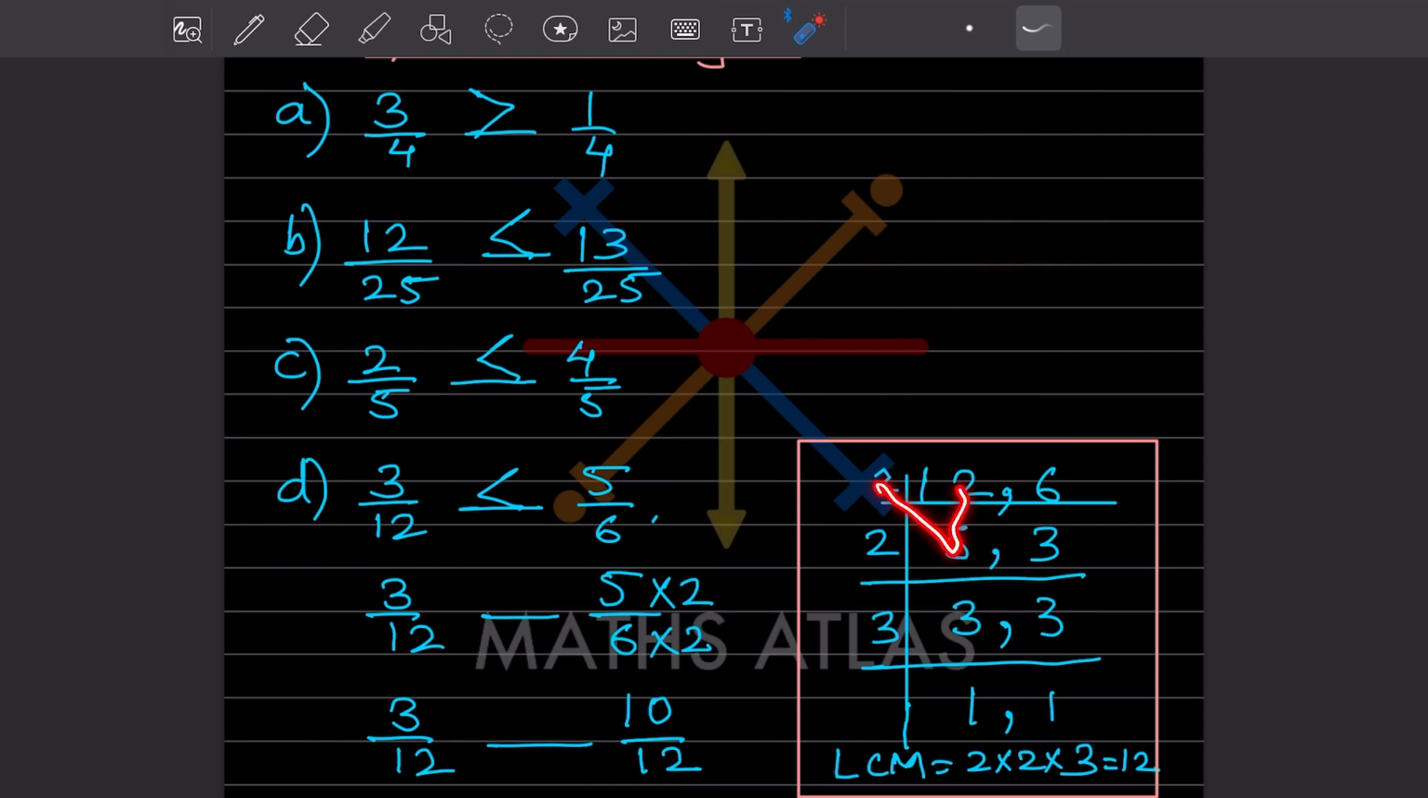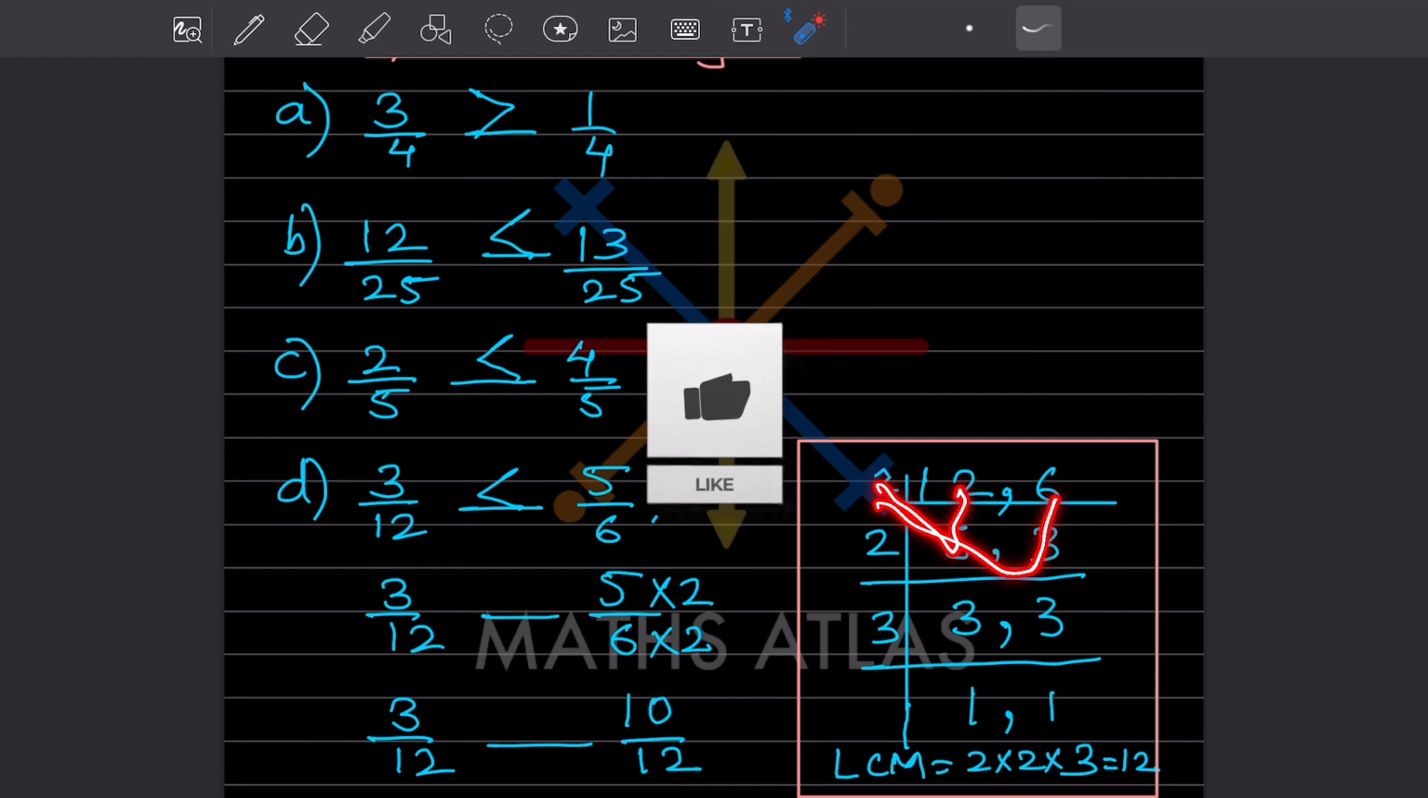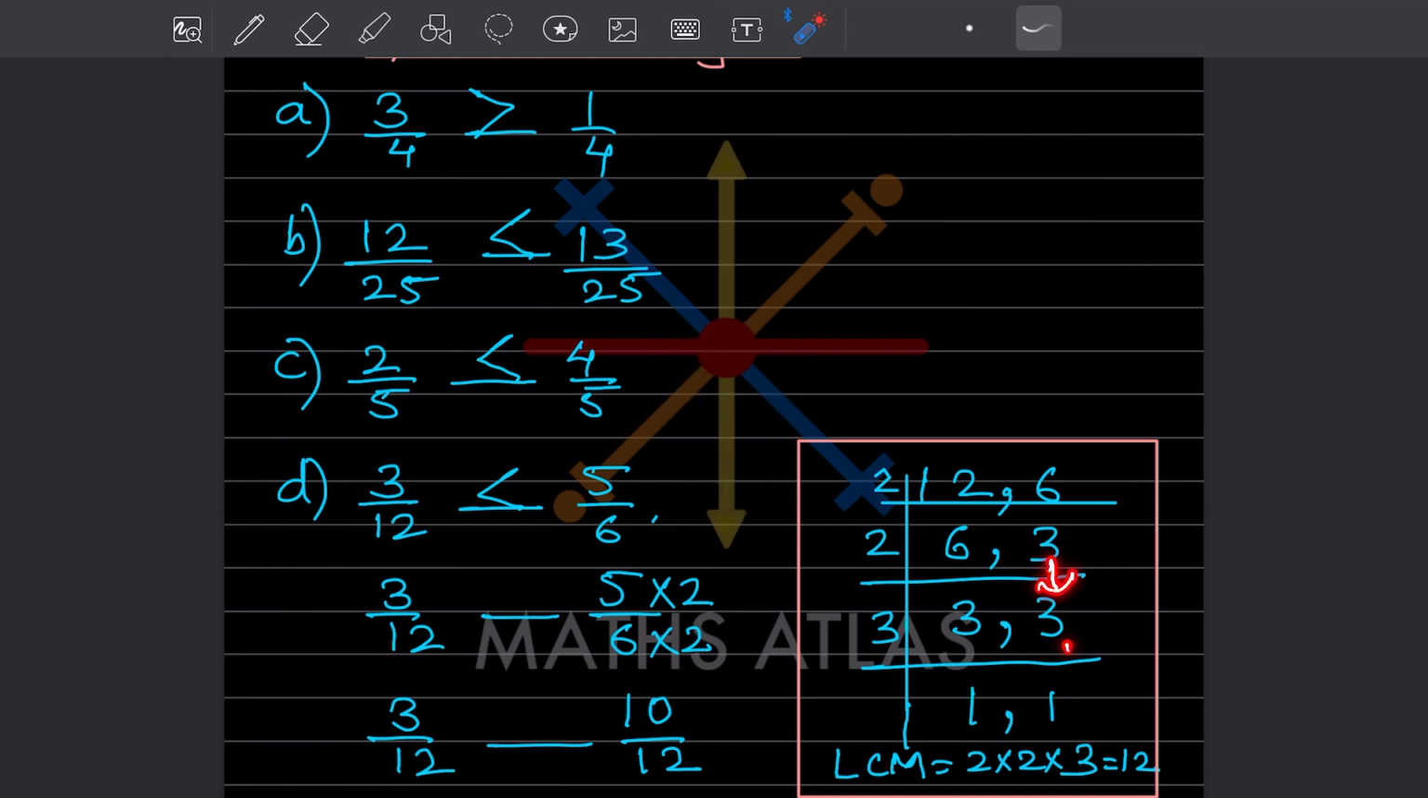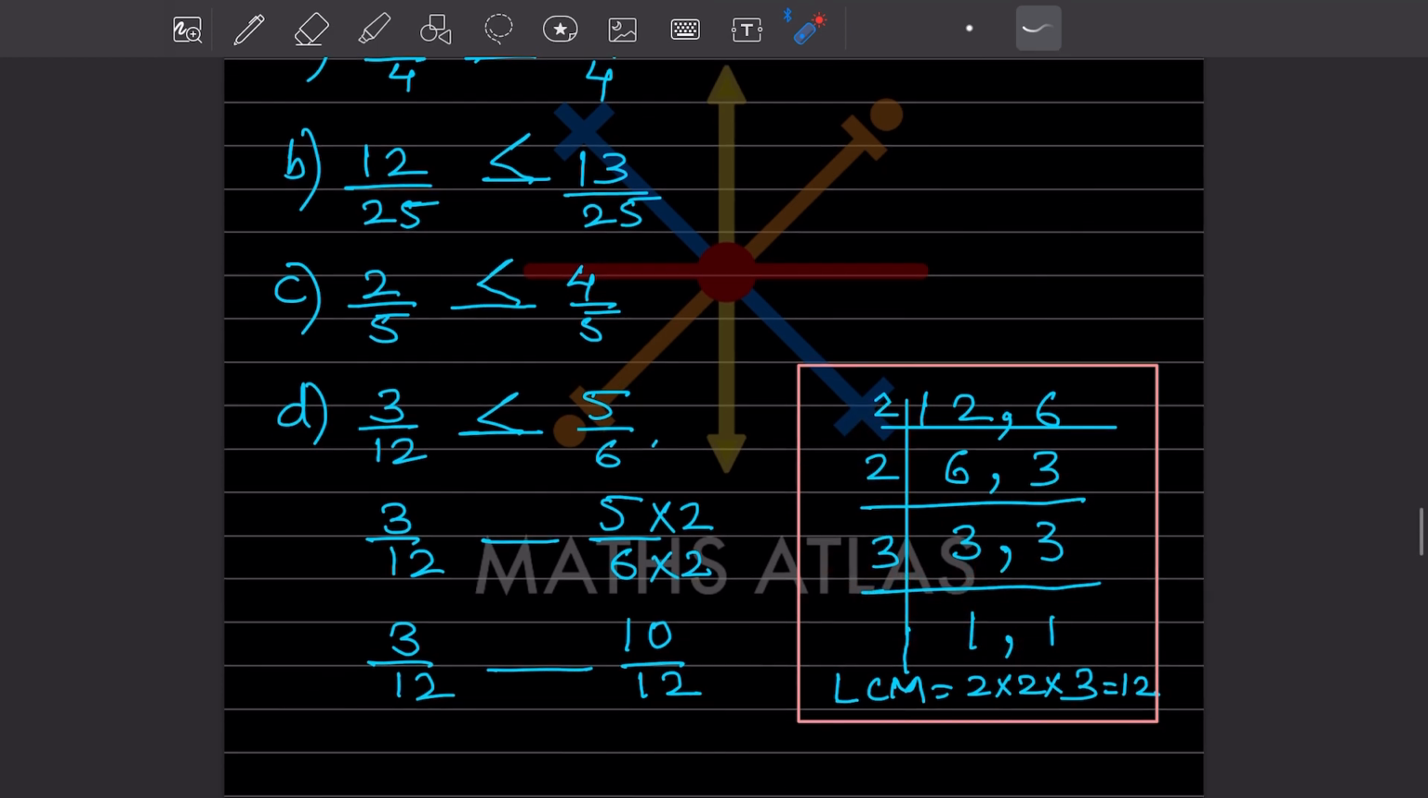So 2 times 6 is 12, 2 times 3 is 6, and here it's not divisible by 2, so this 3 will be as it is. Now both 3s will be divisible by 3. So these are the factors. So what will be the LCM here? 2, 2 and 3, that is going to be 12. So now this 3 by 12 will be kept as it is because the denominator is 12 itself.